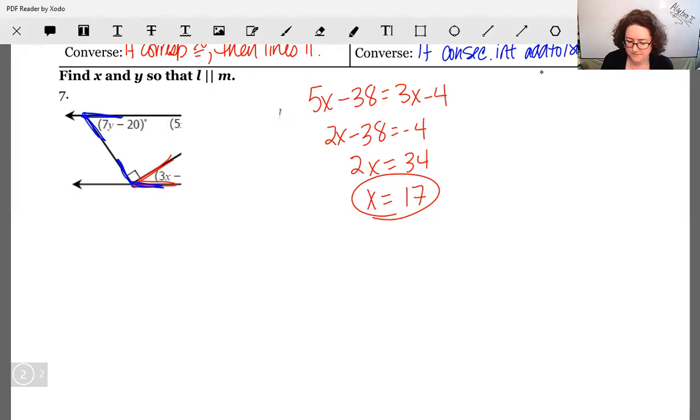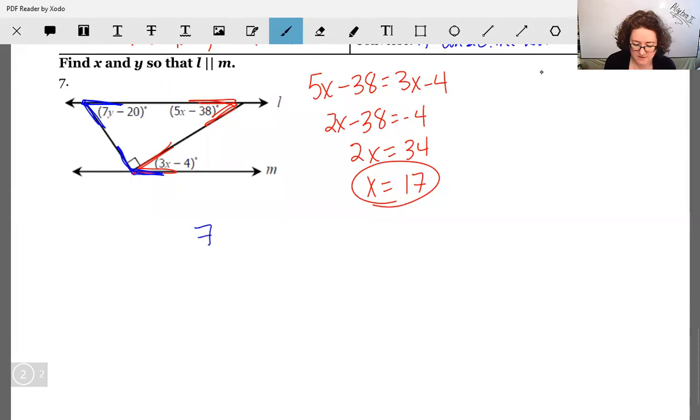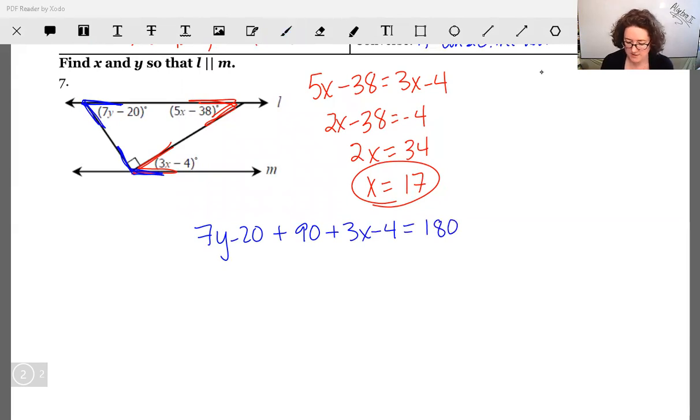So let's do that. Let me go ahead and delete this piece here. There we go. And change my color back to blue. So that's what I'm going to do. I'm just going to add everything together. So I should be able to do 7y minus 20 plus my right angle of 90 degrees plus my 3x minus 4. And that whole thing comes together to give us 180 degrees. So here we go. Let's combine our like terms. Oops, before we do that, what should we do with our x? Yeah, substitute it in.